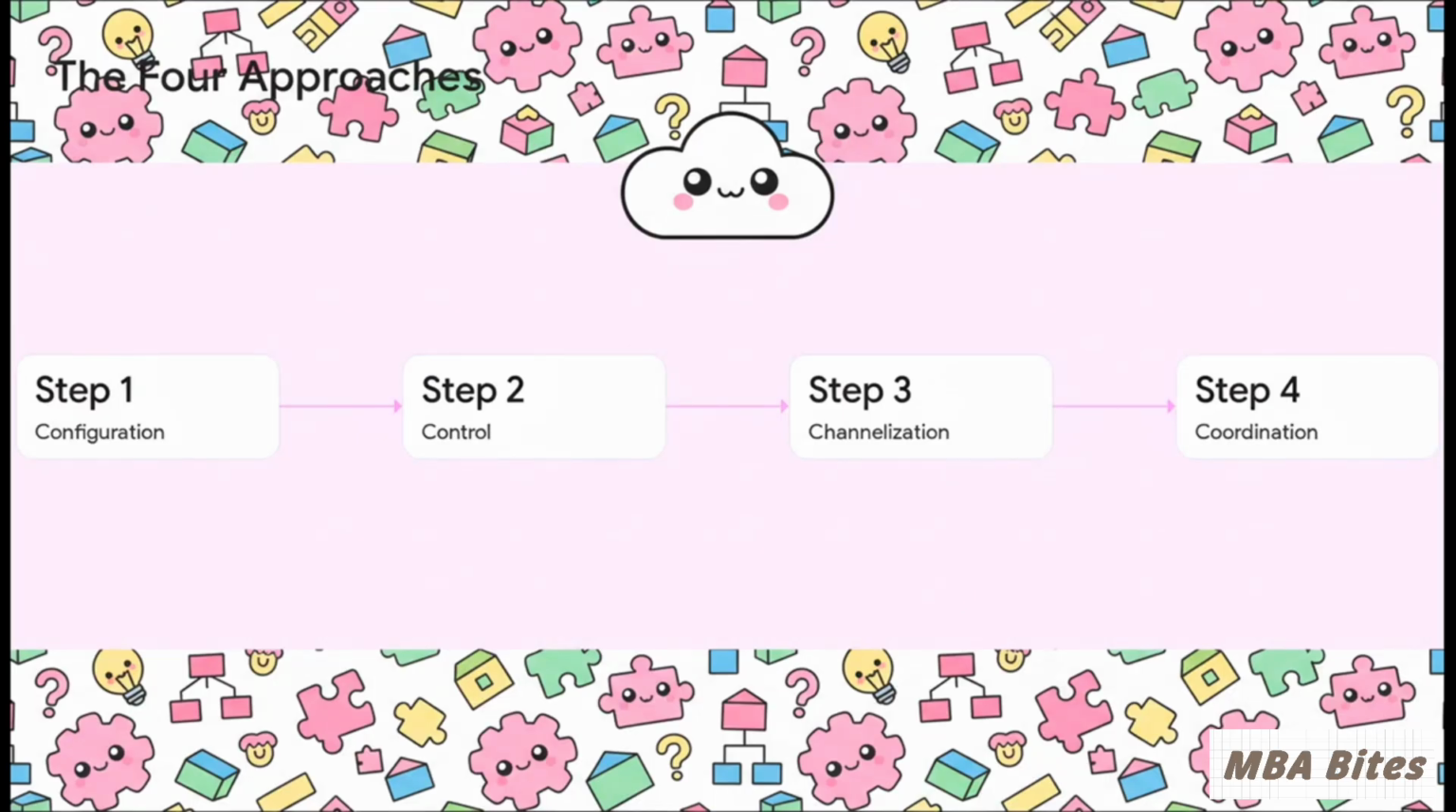And here they are, the 4 core approaches: configuration, control, channelization, and coordination. Now, you should think of these less as sequential steps and more like 4 different lenses. Each one lets you see the company from a unique angle, each designed to solve a really fundamental problem.